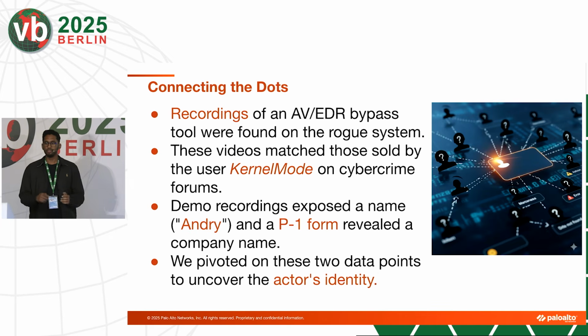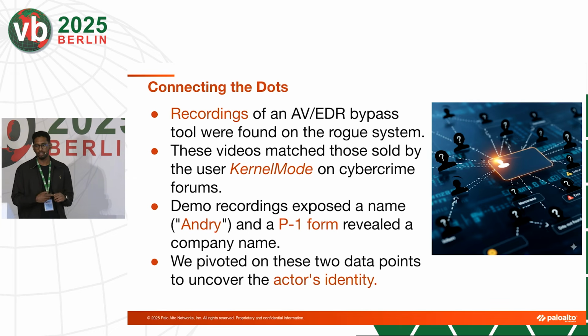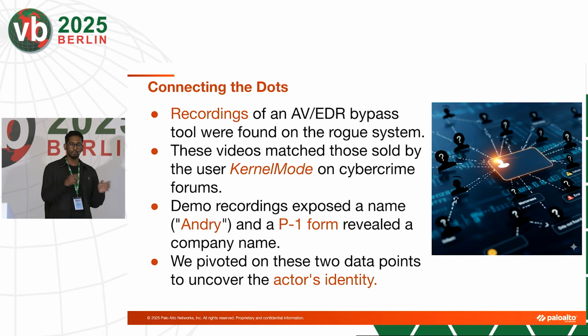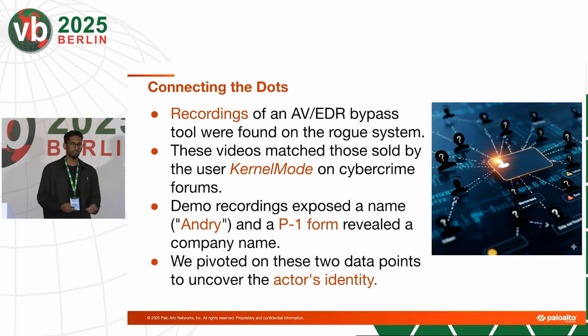So let's recap what we've observed so far. The rogue system we captured contained multiple recordings, all demonstrating a bypass tool used against various EDR products. We know that those exact videos were being distributed on cybercrime forums by an actor that goes by the username kernel mode. The Windows taskbar visible on the host machine in those recordings exposed the suspected name of the actor. An expense spreadsheet, the P1 form, was also present on the rogue system and revealed the name of the company employing the individual. And then we pivoted on all this information to discover what we believe is the true identity of this individual, along with their personal and professional details.